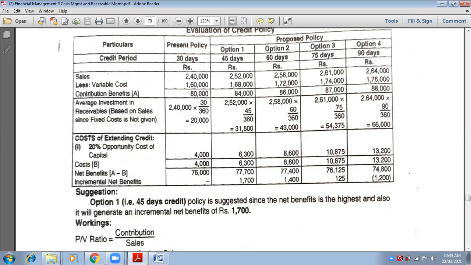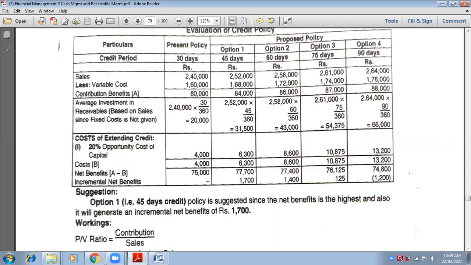Go on doing it now. Follow the bracket: 20 percentage of average investment in debtors. What was average investment in debtors in present policy? 20,000. So use the calculator, 20,000 into 20%. What is the answer for the first case, present policy? 4,000. You just have to write 4,000. That's it.